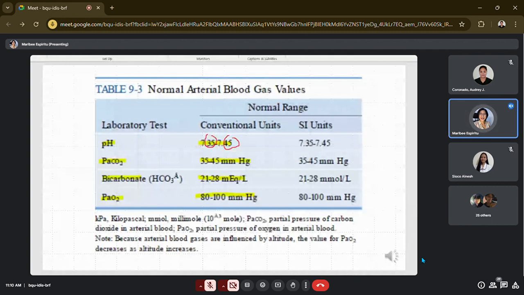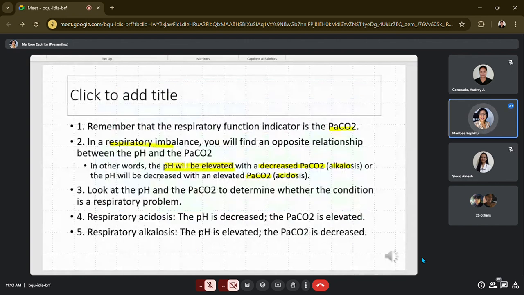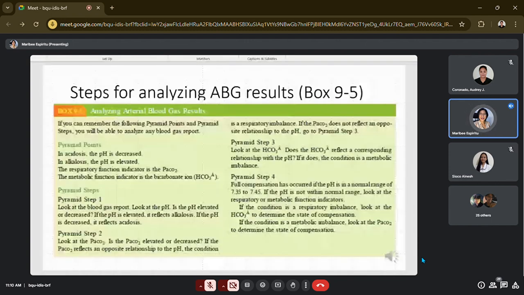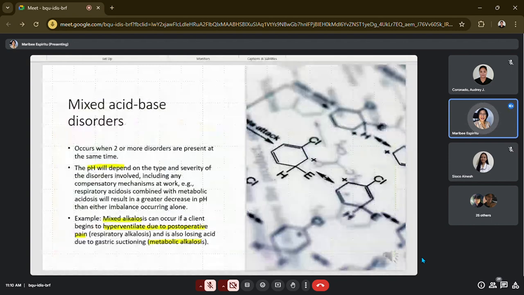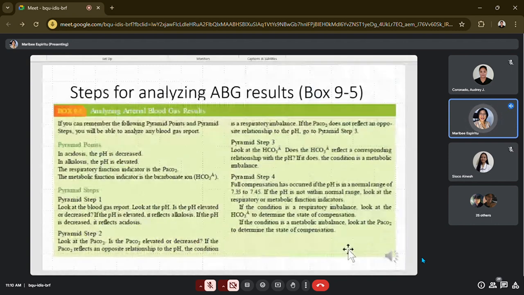Okay. Etong mga susunod, these are the manual, mano-manong interpretation ng ABG results natin. Basahin nyo na lang. Okay? Basahin nyo na lang yan. Ang gusto kong aralin ninyo is the shortcut method. So, yung shortcut, yan ang kakailanganin ninyo kasi sa exam.